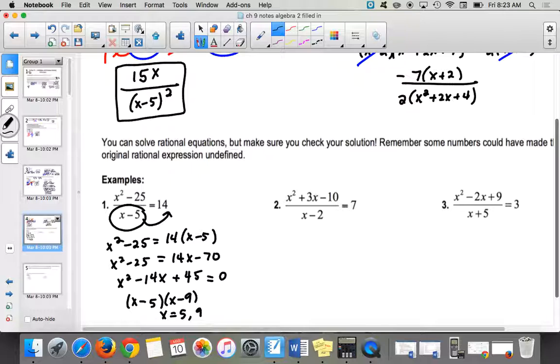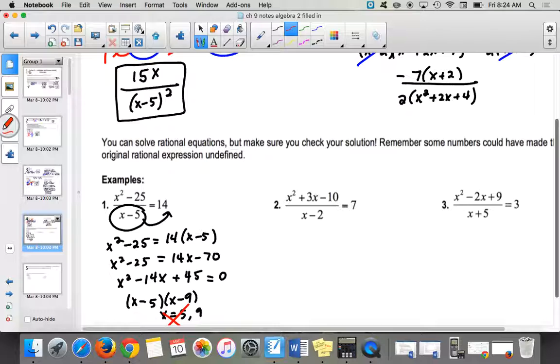But if we went back to the original equation and checked 5, so we plugged in 5 to the numerator, 5 to the denominator, do you see how you would have 25 minus 25, which is 0, over 5 minus 5, which is 0? Is 0 divided by 0 equal to 14? No, it's undefined, right? We don't know what 0 divided by 0 is. So 5 would be one of those extraneous solutions. It would be extra, so that would not work.